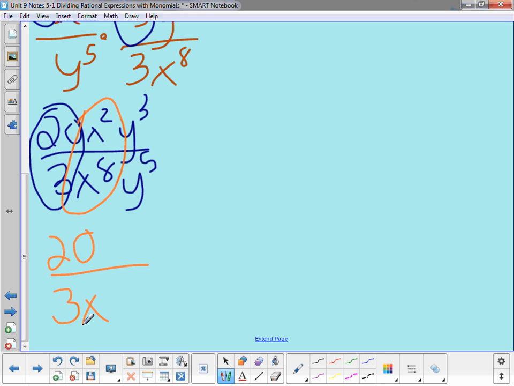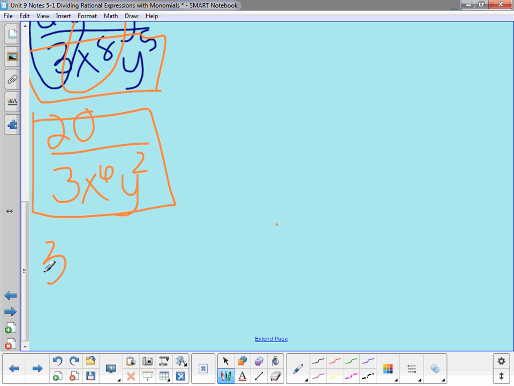So this should be an x to the 6th, and this should be a y squared. So that's your final answer. Let's take this guy and set it equal to 0 to get our excluded value. 3x to the 8th, y to the 5th is equal to 0.